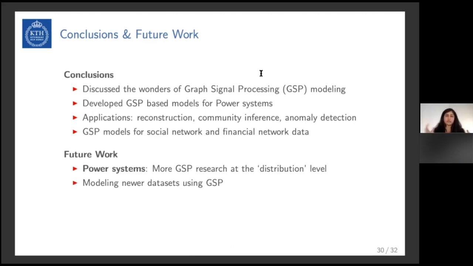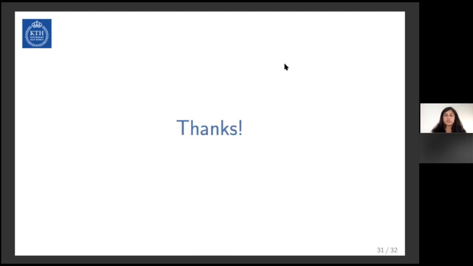But in the overall context of GSP, one can always think of newer data sets and model them using concepts from graph signal processing. And when it comes to the tools of graph signal processing themselves, there is still a lot to be done in the area of directed graphs or graph signals, which can be described to be on the edge space as opposed to the node space, which we discussed all this while. And with that, I would like to conclude.